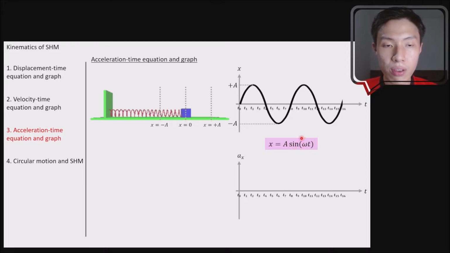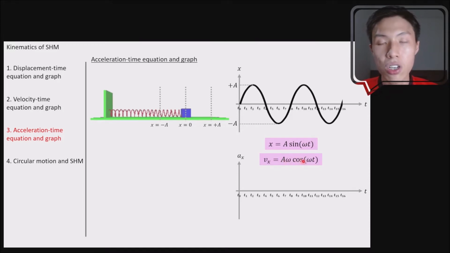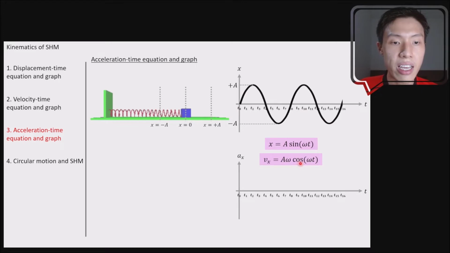And we also know that if we differentiate this equation that relates x and t, we'll obtain our x component of velocity, which is vx. We differentiate this equation, and the answer of our differentiation will be a omega cos omega t. So this will be the velocity of this object undergoing simple harmonic motion. It will be varying in a cosine fashion as time passes. So displacement is sine, and velocity will be a cosine graph, but this is not shown in this slide.